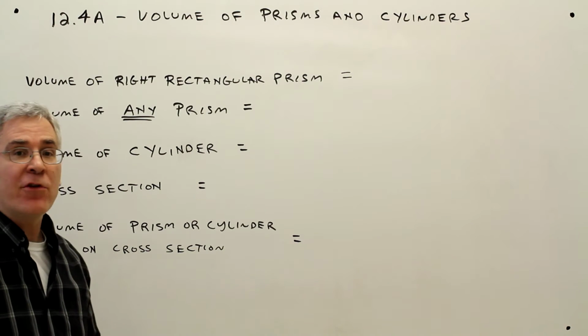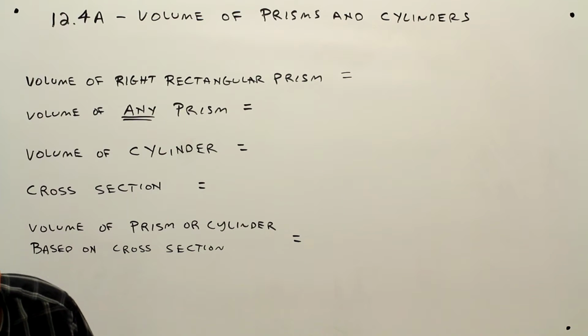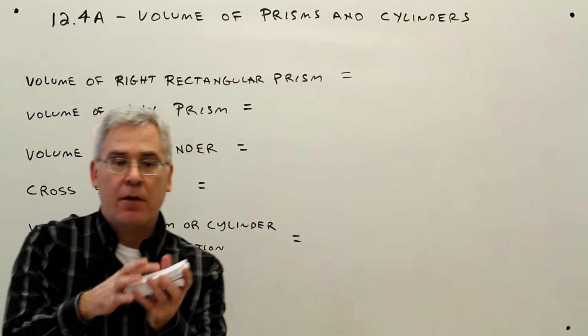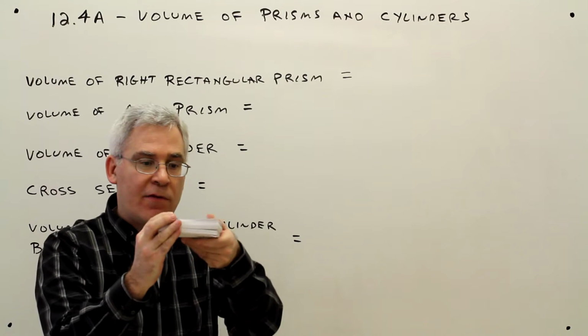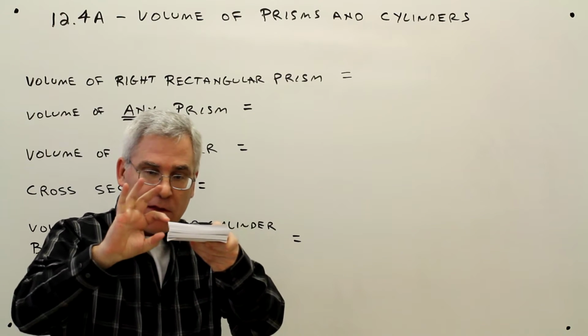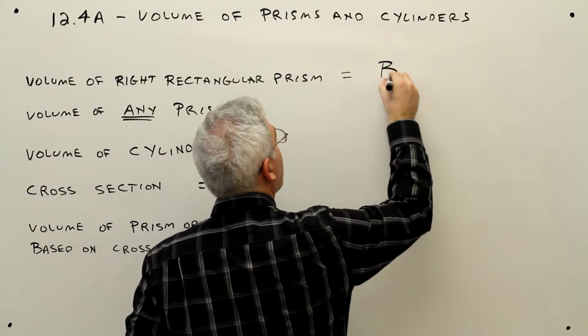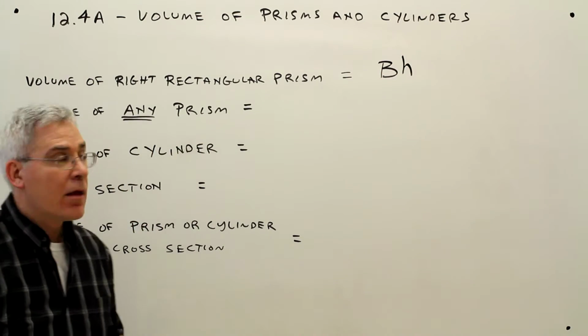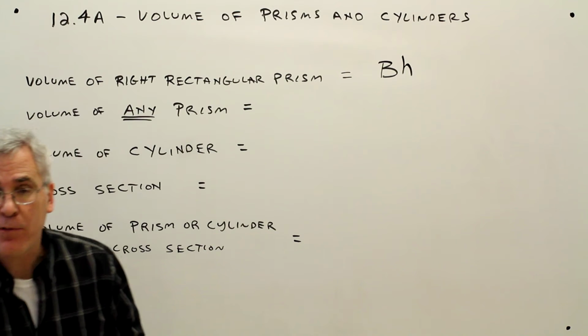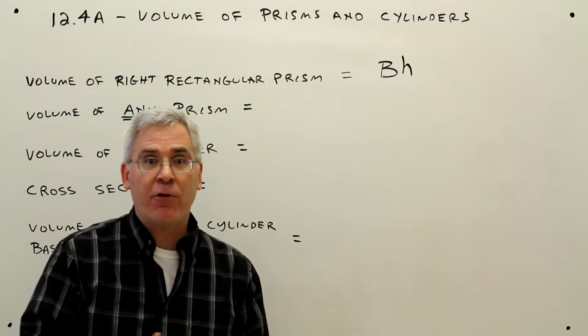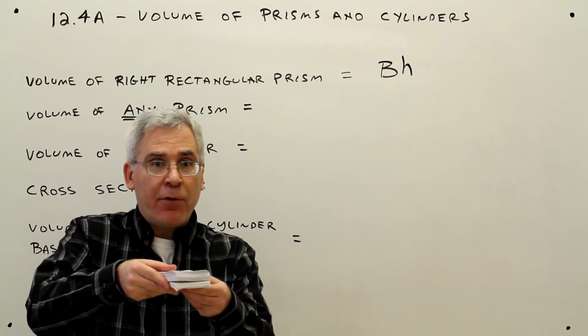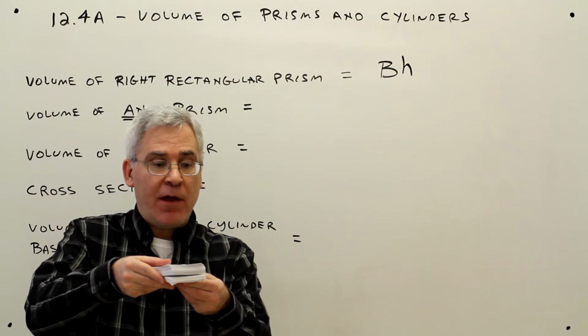First, the volume of a right rectangular prism, as shown here, is simply the area of the base times the height. Now the volume of any prism, which does not have to be rectangular or right, is also the area of the base times the height.